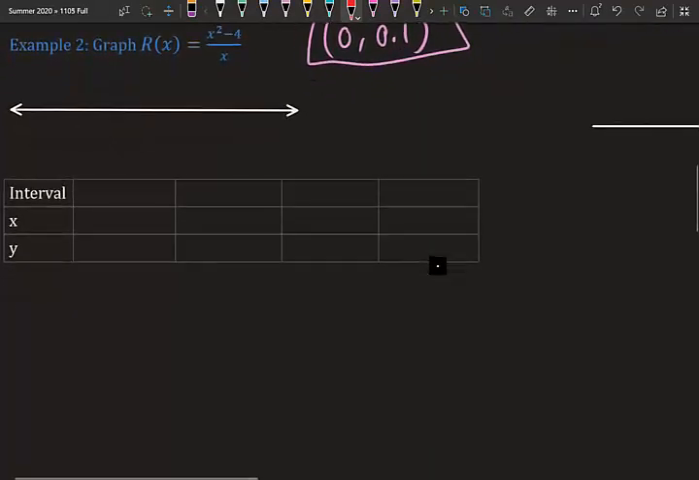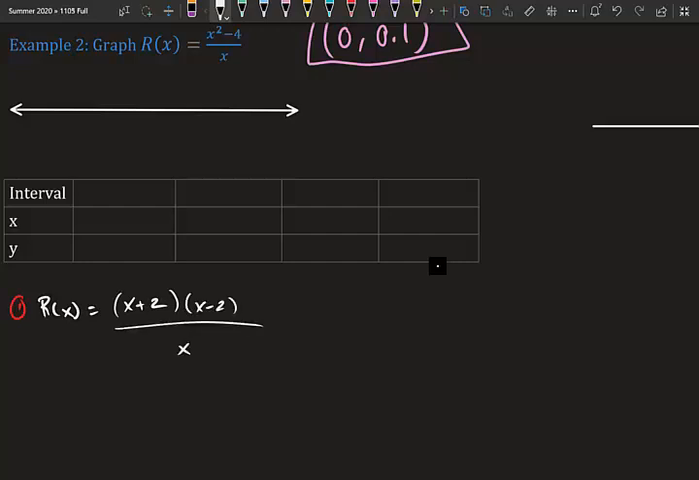Yeah, I'll do it down here. All right, so we can factor the top because it's a difference of squares. So we have x plus 2, x minus 2, and that's all over x. Now let's find our domain. So our domain, its bottom can't be 0, so x can't be 0. And we can't simplify, so we move on to step 3.